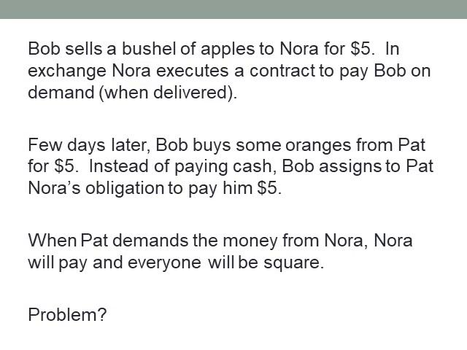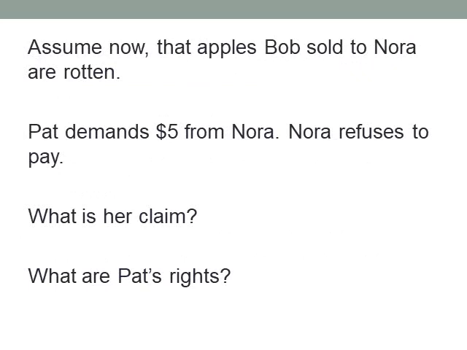So a few days later, Bob buys some oranges from Pat for $5. Instead of paying Pat cash, Bob assigns to Pat Nora's obligation to pay him $5. When Pat demands the money from Nora, Nora will pay Pat, and everyone will be square. But what happens if there is a problem? We talked about this when we were discussing contracts and the assignment of rights. So assume now that the apples that Bob sold to Nora are rotten.